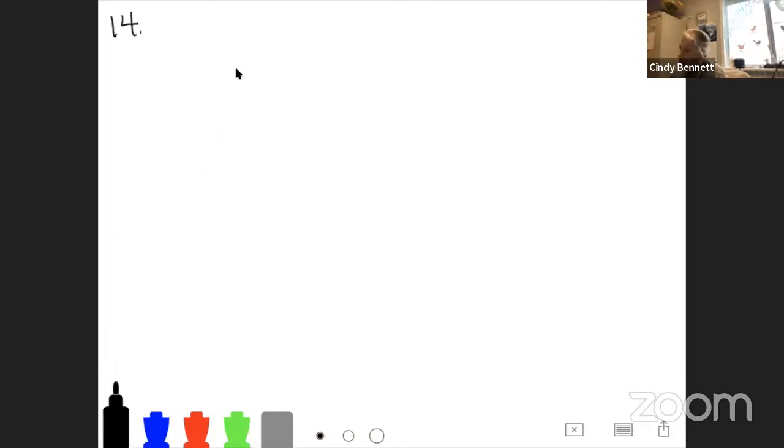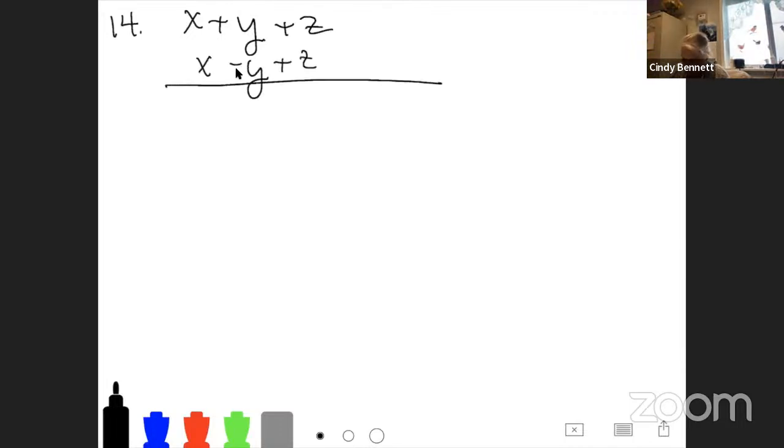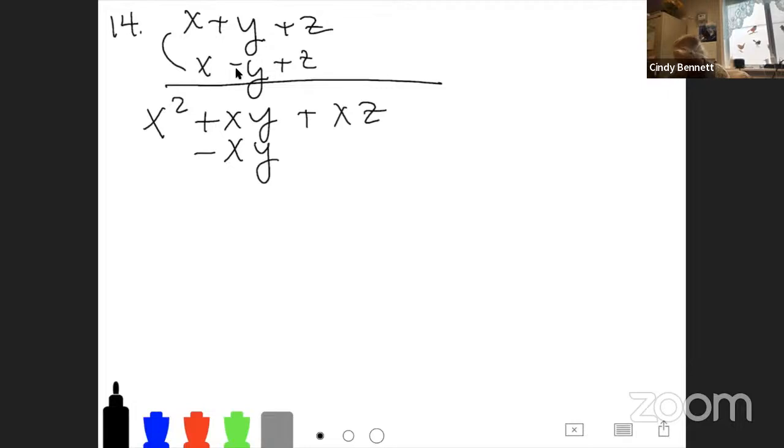Number 14. x plus y plus z, times x minus y plus z. So x times x is x squared. x times y is xy. x times z is xz. Negative y times positive x is negative xy. Negative y squared. Negative yz.